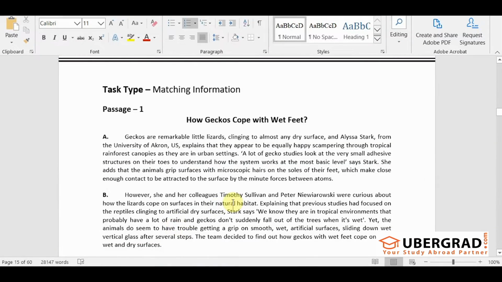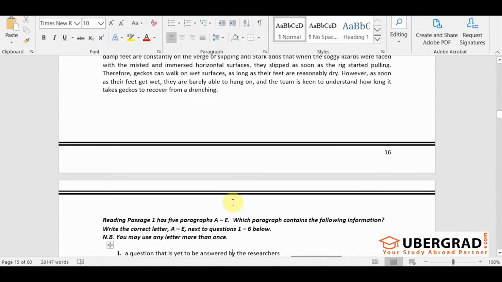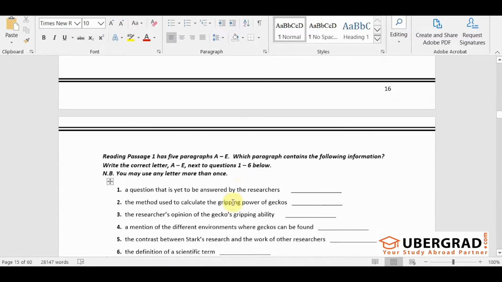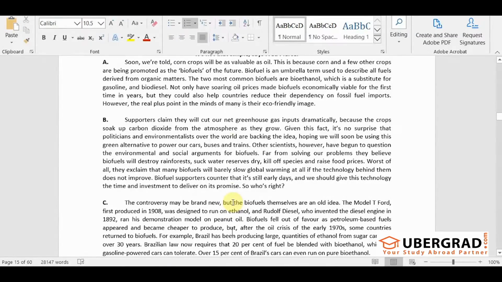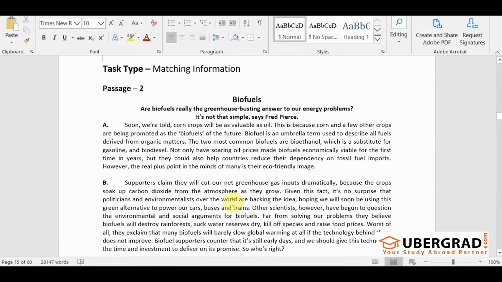Now we'll do matching information because it is a similar question type. This passage is also a very interesting passage. We'll do biofuels, matching information, biofuels. So the passage is: Are biofuels really the greenhouse-busting answer to our energy problems? It's not that simple, says Fred Pearce.